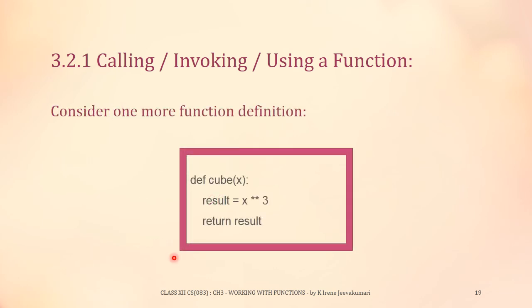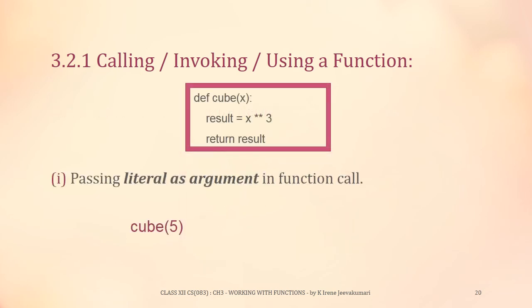Let us consider one more function definition example. Here there is a function definition to find the cube of a variable x. So here it has two indented statements. So these two are the body of the function definition cube. Here the result variable computes the value of the cube of x and the return statement returns the computed result.